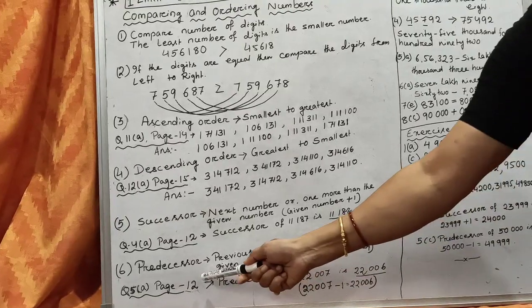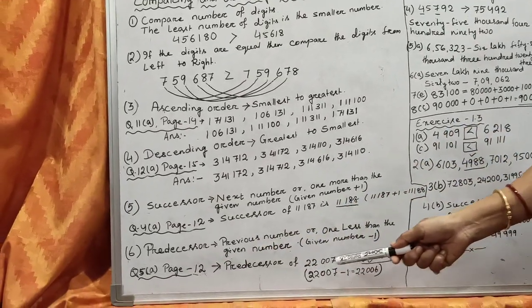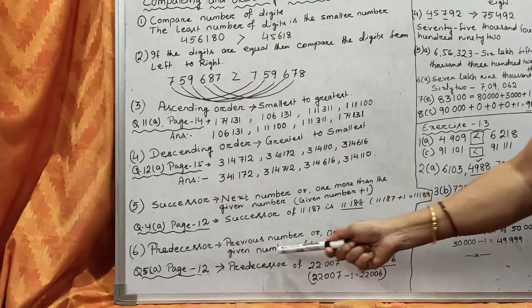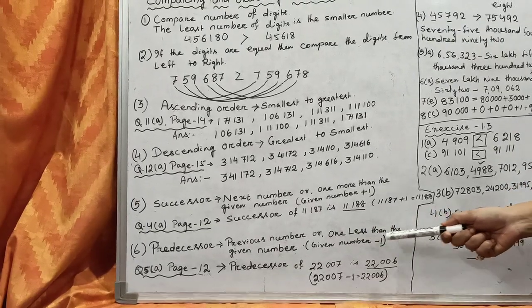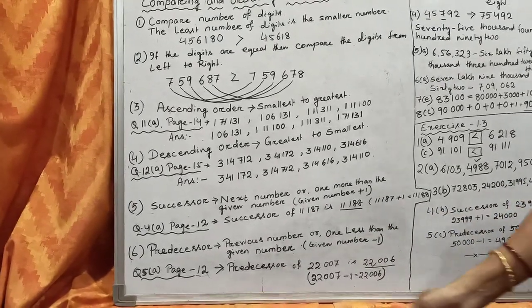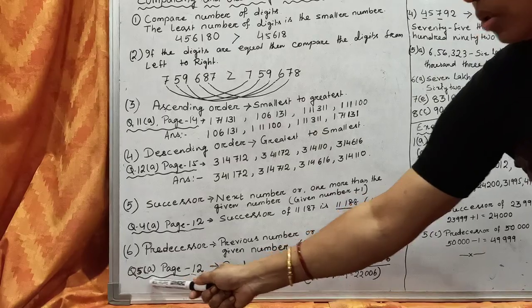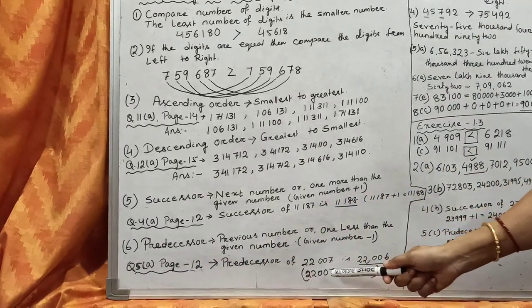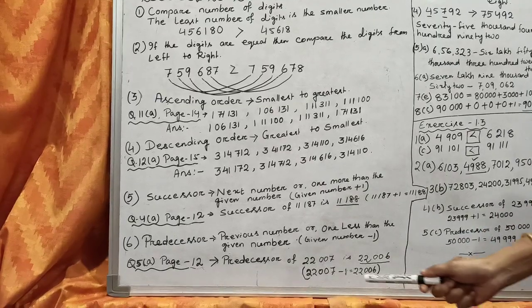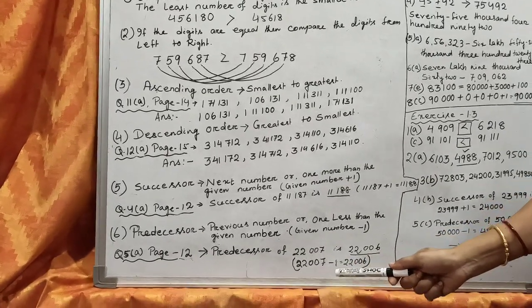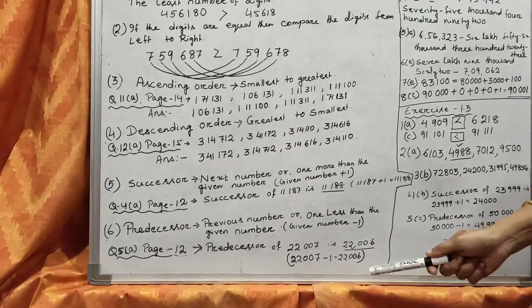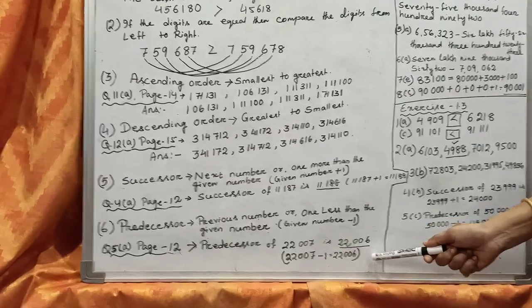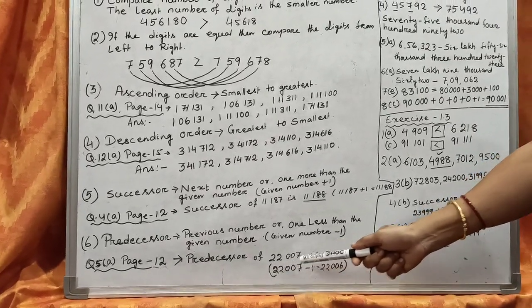Similarly, predecessor means the previous number, or one less than the given number. Here also I have taken one question, question number 5A, page 12. Predecessor of 22,007. How to find the predecessor? 22,007 minus 1 is 22,006. So 22,006 is the predecessor of 22,007.